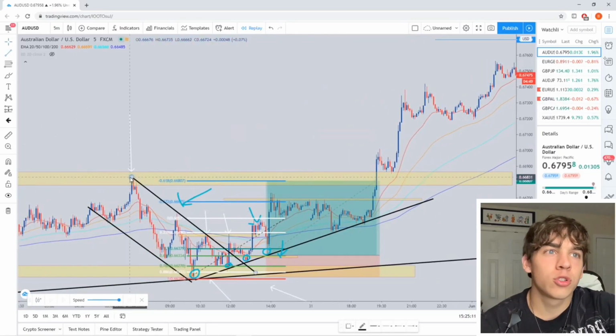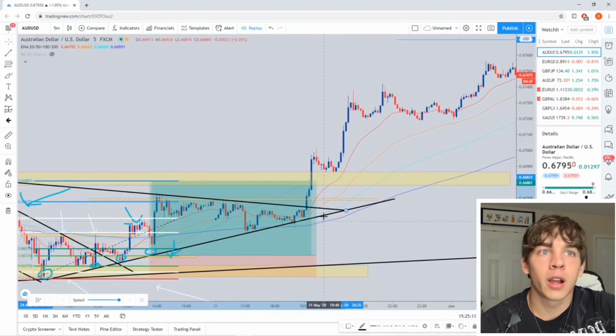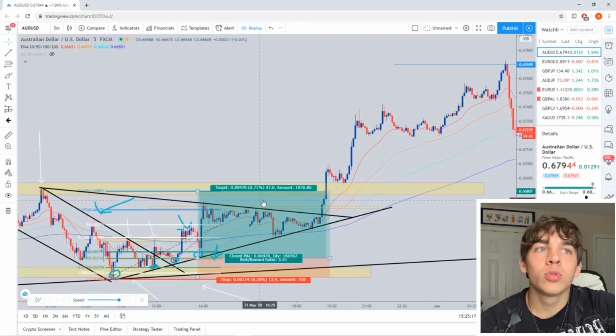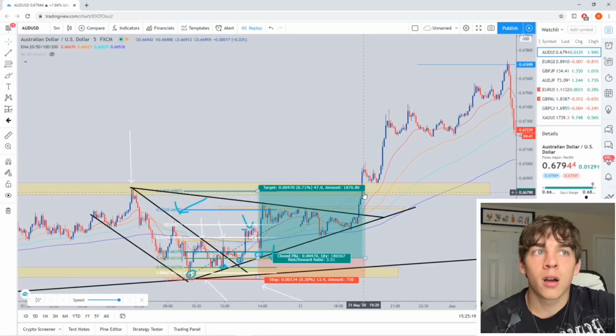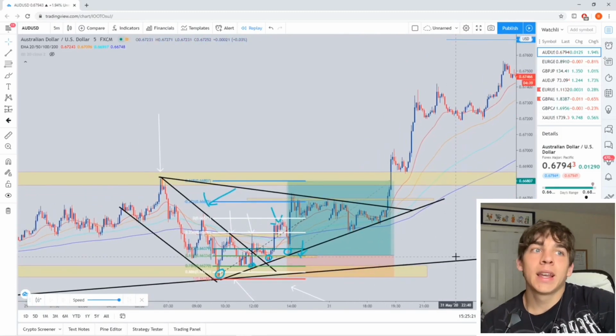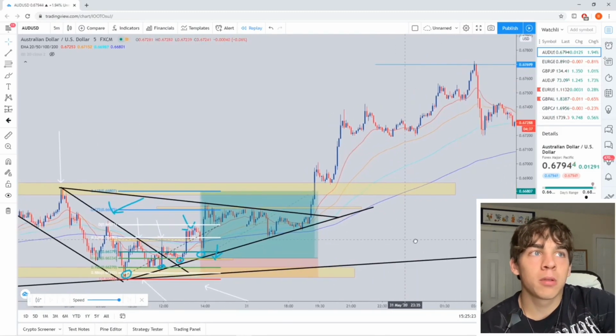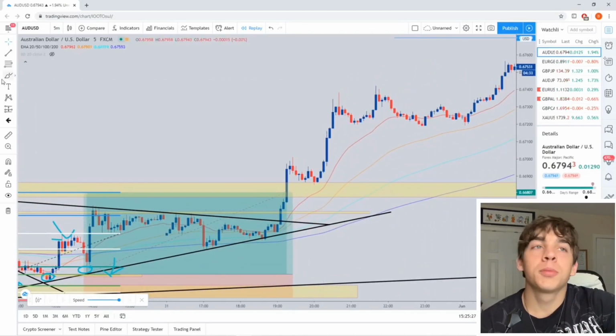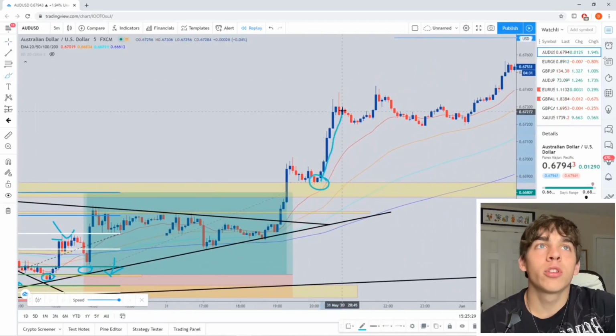You could also probably draw something like this as well, and then you'll see a breakout. And then we get a pullback to the top of this zone. All right, now this is another example of how you can capitalize on continuations of a trend. This is a breakout trade, so you can potentially enter on this pullback.